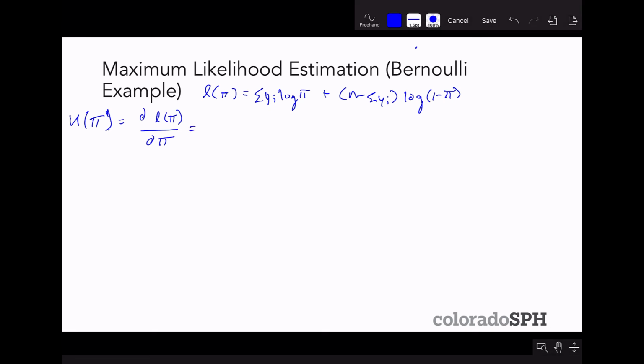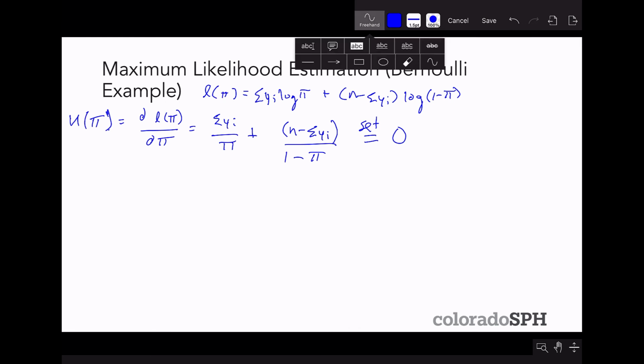The first derivative of that is going to be the derivative of the first term, which is sum of yi over pi, plus the derivative of the second term, which is n minus the sum yi over 1 minus pi. Cool. And by setting that equal to 0 and solving for pi, that will give us the MLE.